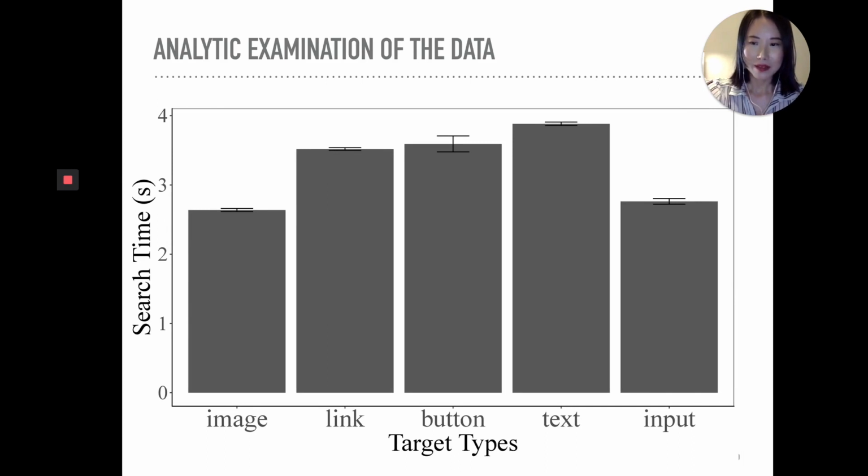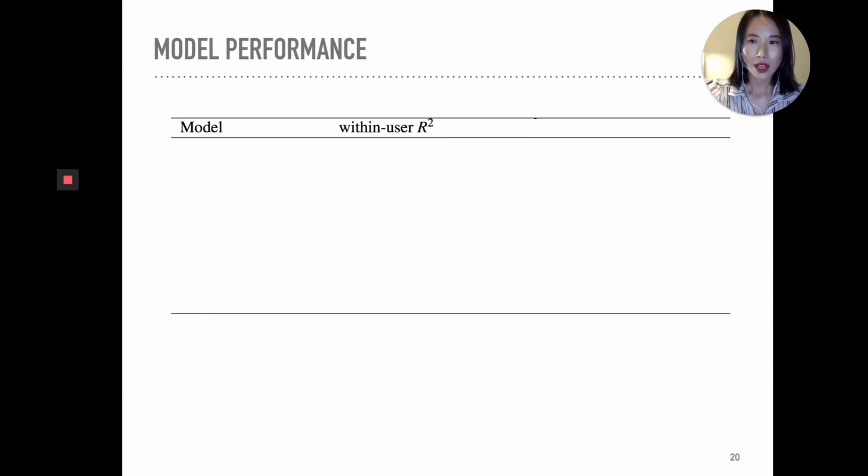Now let's move on to model performance. To quantify how well our model is doing, we calculated the correlation between the model prediction and the ground truth data, and we report the R-squared. For within user R-squared, we calculate the R-squared for each user, and then we average them. For cross-user R-squared, we just mixed all the trials from all users and calculated a single R-squared.